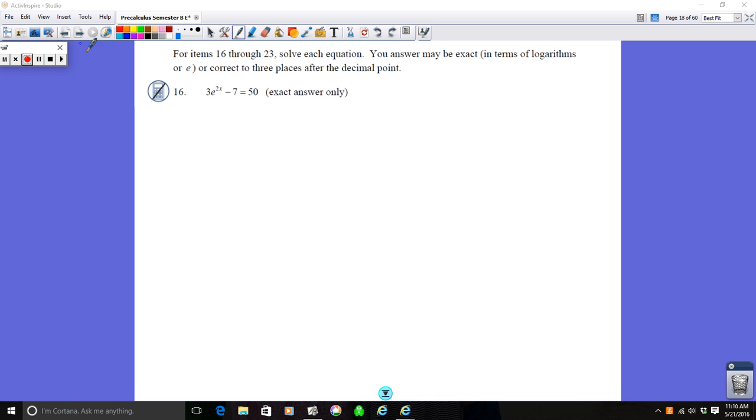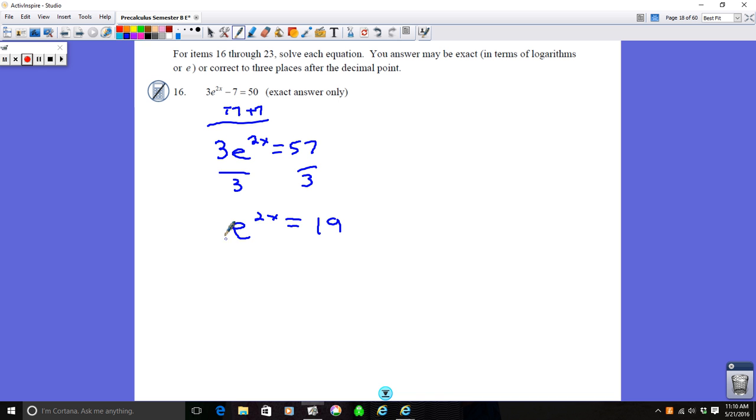So as we look at number 16 here, we need to get e to its power all by itself. So we're going to add our 7 to both sides, and we have 3 times e to the 2x equaling 57. Again, we need that e by itself. 3 is attached to that e by multiplication, so we're going to divide by 3. And we have e to the 2x power equaling 19.